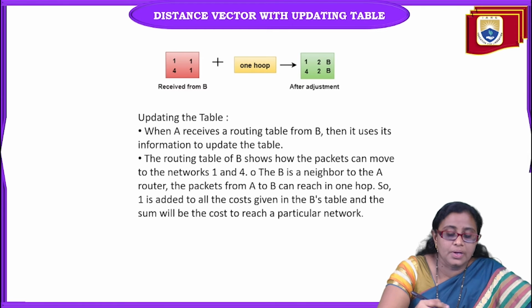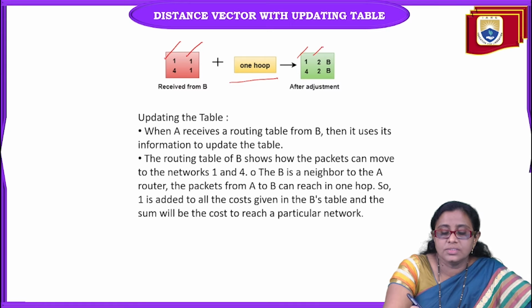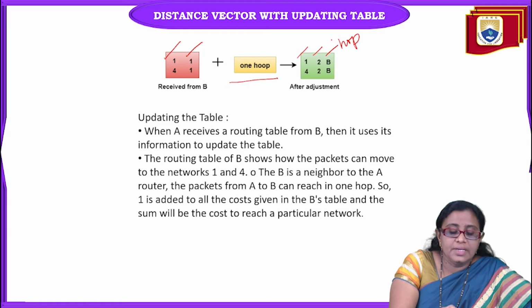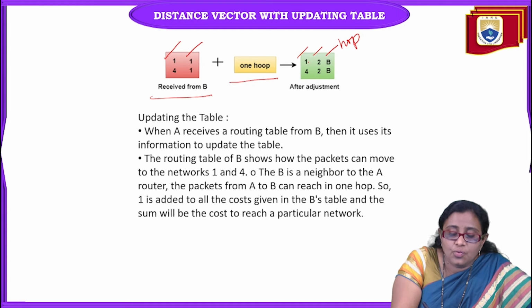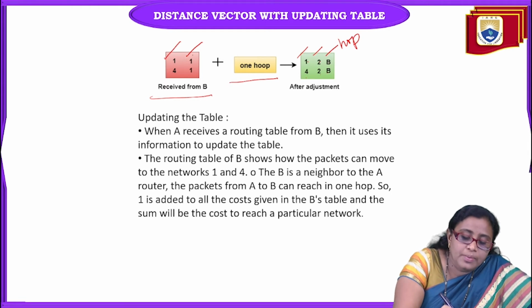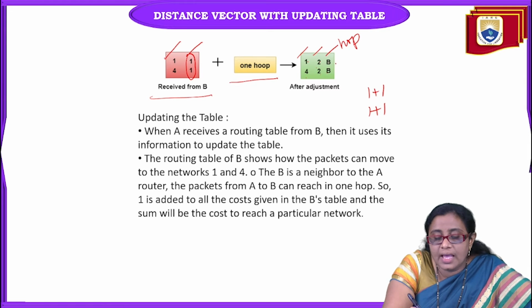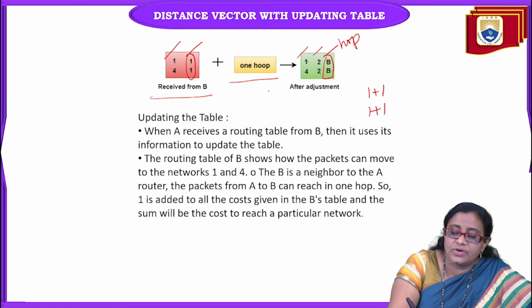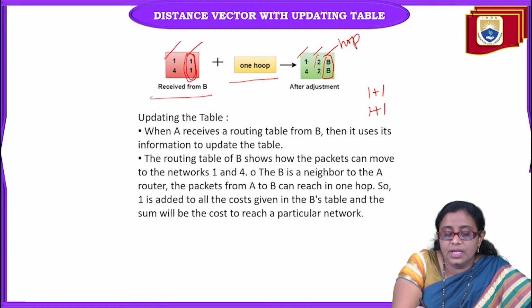This is the second example. Take the network ID, the second column is the cost of the link, and the third is the next hop. This hop is received from B, and adding one hop after adjustment, it will be 1, 4 and 2, B. That means one hop will be added: 1 plus 1 is 2, again 1 plus 1 is 2, and the next hop is B. After adding 1 to the cost of the links, the result will be 2 and 2.